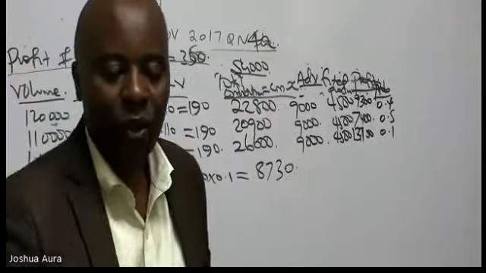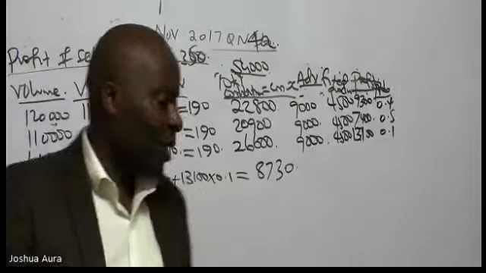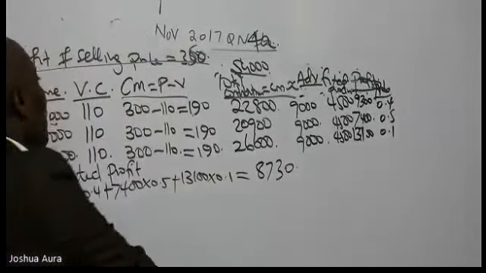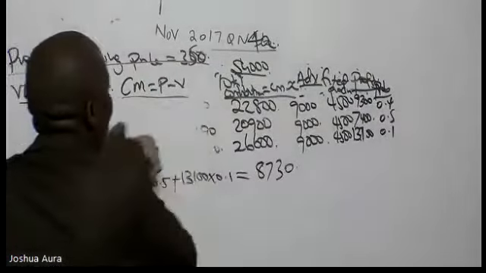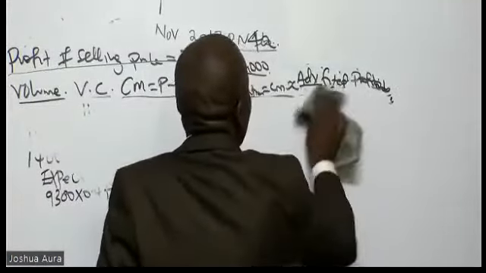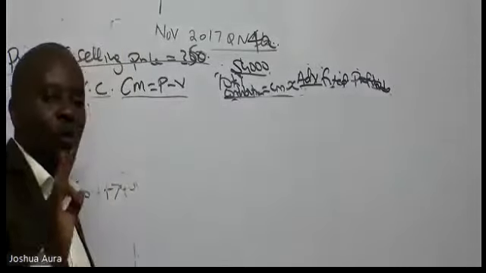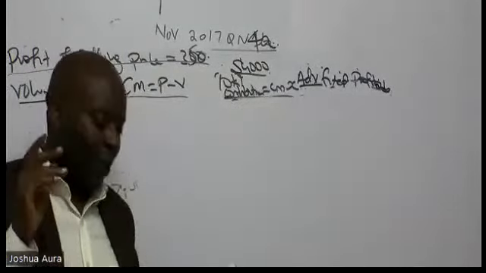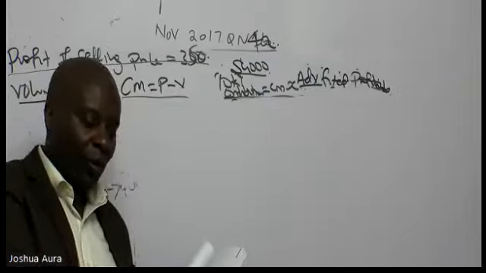Profitability analysis of the second price. So I'll still borrow this same table here, same format, everything. But now remember, there were two prices: a price of 300 and a price of 350. So this time around, we're going to the second part of the table.